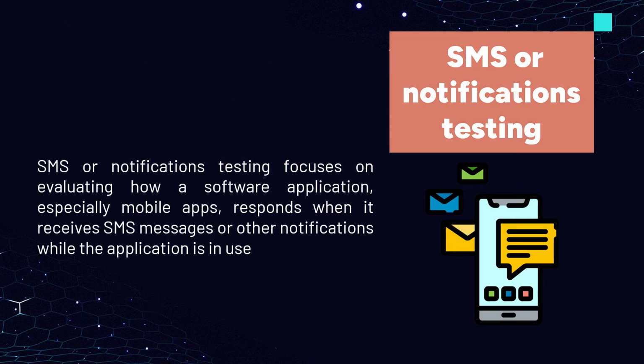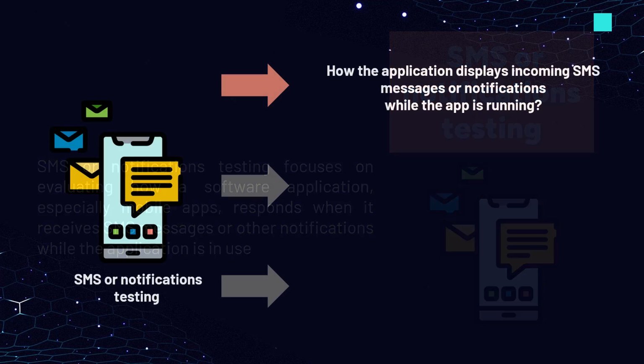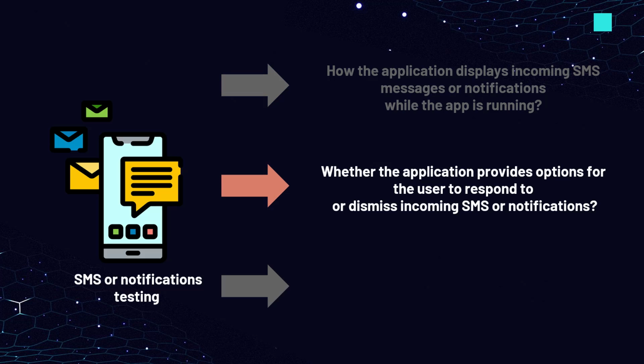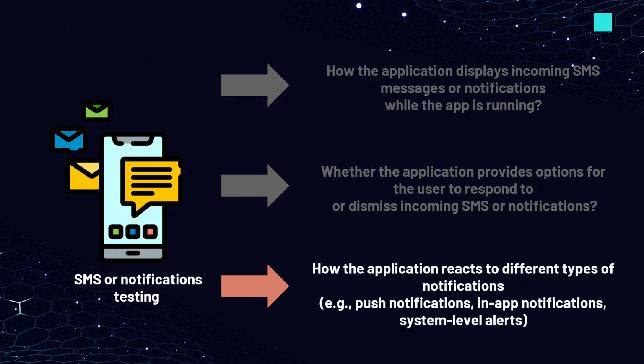SMS or notification testing focuses on evaluating how a software application, especially mobile apps, responds when it receives SMS messages or other notifications while the application is in use. Several questions that the QA engineer tries to answer during SMS or notifications interruption testing are: how the application displays incoming SMS messages or notifications while the app is running, whether the application provides options for the user to respond or dismiss incoming SMS or notifications, and how the application reacts to different types of notifications, for example, push notifications, in-app notifications, and system-level alerts.